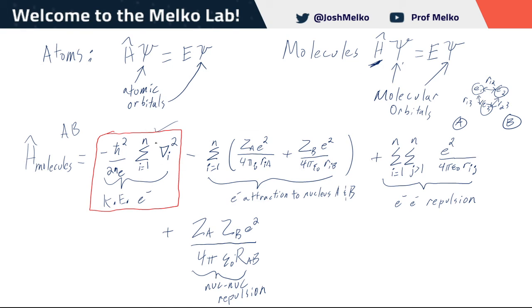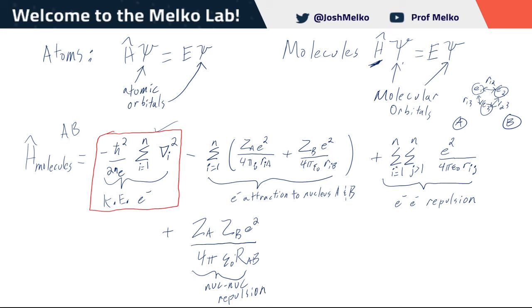Again, kinetic energy is the first term, electron-nuclei attraction is the second term. The last term here is nuclear repulsion, and this one here is electron repulsion. Again, there's a double summation because I have to start with electron 1 and worry about electrons 2 and 3. So I'm holding the first summation at i equals 1 and summing 1 to 2 and 1 to 3.